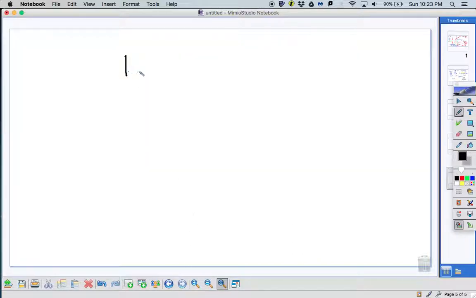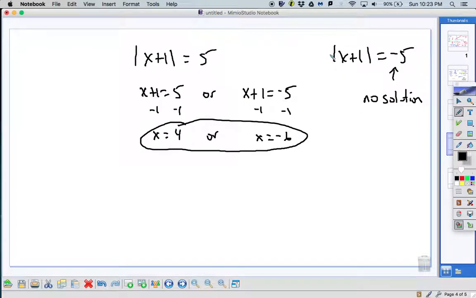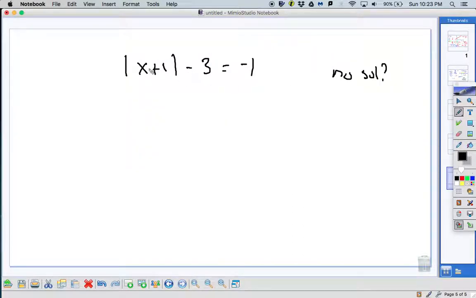Let's look at this one. Absolute value of x plus 1 minus 3 equals negative 1. Now, at first inspection, I'm looking over here at negative 1, and I'm going, is there no solution? But it's different than in our last case, because in our last case, there's only an absolute value on the left, but in this case, I have absolute value with a minus 3. Now, one thing you're definitely not allowed to do is combine these things. You can never combine outside and absolute value. The only thing you can do is separate it into two equations. But what we can do is take care of this minus 3, and we can just add it to both sides.